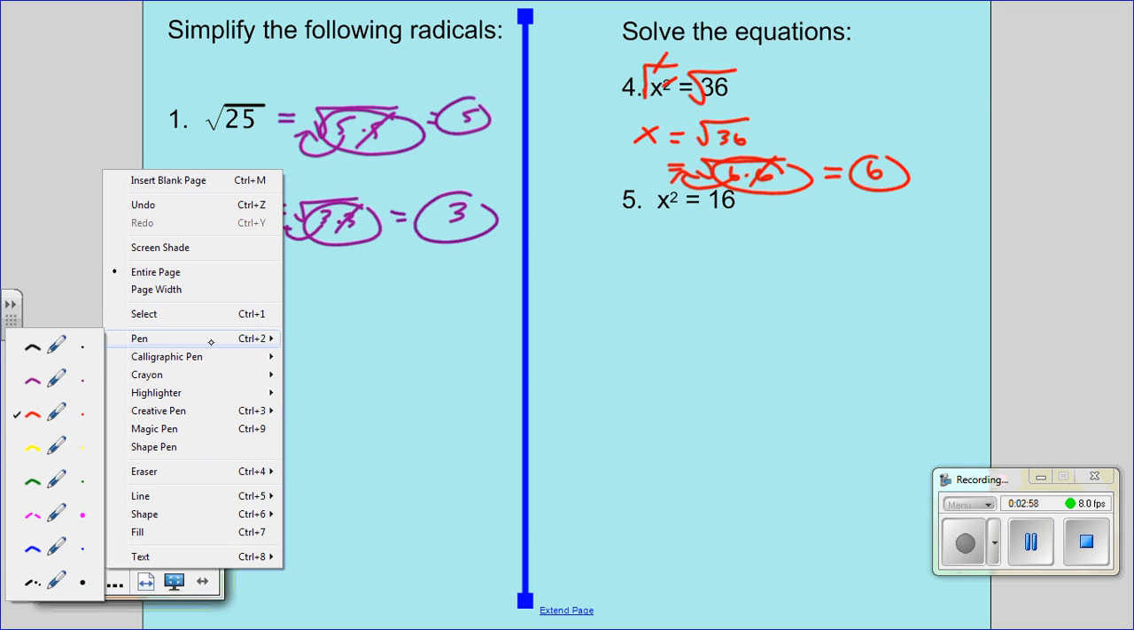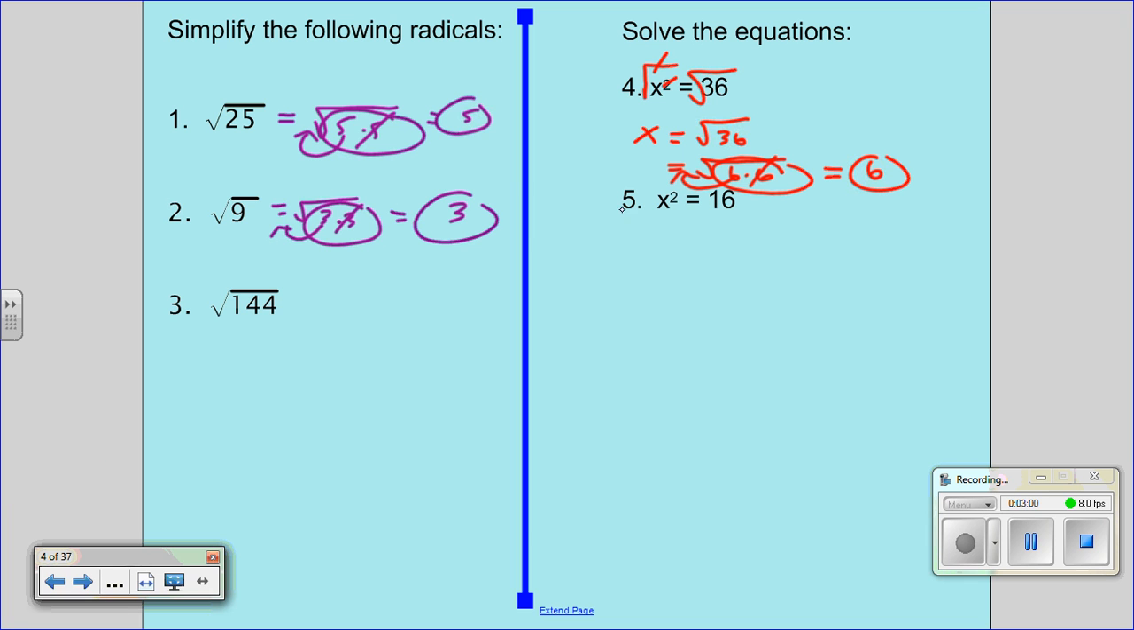Again, number 5 says x squared is equal to 16, so I would take the square root of both sides and rewrite. So it's x equals the square root of 16. And then when I break 16 up into its factors, I would get 4 and 4. So that means x is equal to 4 because one always cancels out and one comes out the sign.